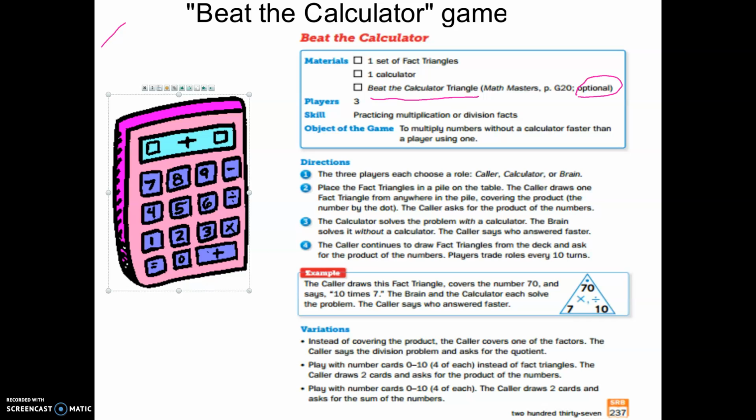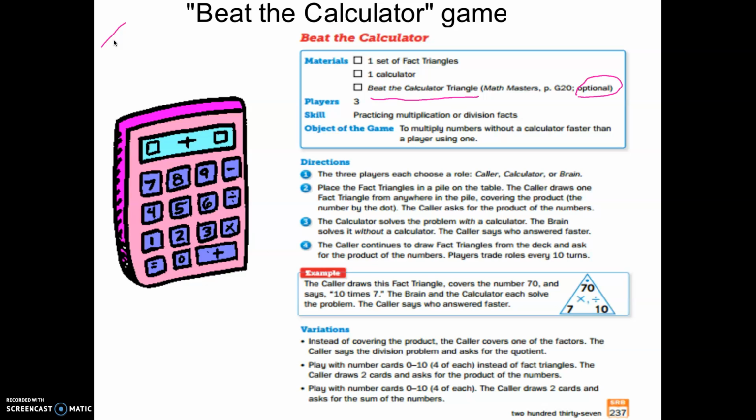So let's go through the directions and the object. You're going to be practicing multiplication and division facts. And the object of the game is to see if you can multiply faster than the calculator. So here's what you do. You're going to need 3 players. One's going to be the caller, one's going to be the calculator, and one is going to be the brain.